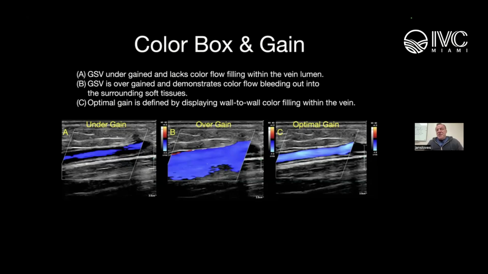I typically like to use a smaller box. I don't like to use a box that's going to fill up the whole size of the picture that I'm seeing because the bigger the box, it's going to slow your frame rates down. And you also run the risk of the color then bleeding out as I'm showing you here, right? So here we can appreciate a vessel that was acquired and there's just not enough gain there. And then this is too much gain.